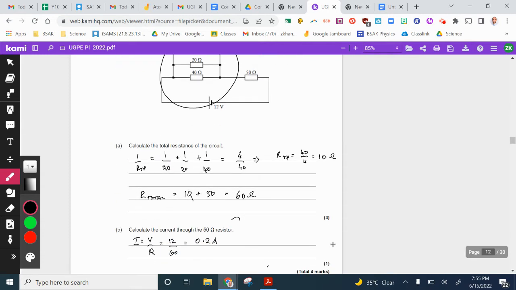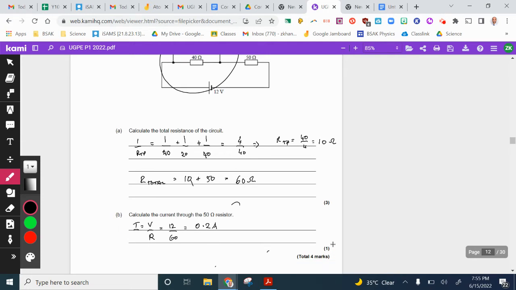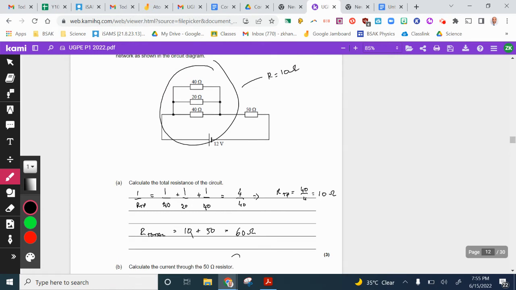It says the second part, calculate the current through the 50 ohm resistor. Now 12 volts is supplied to all of the circuit. Some of that 12 volts goes to the 50 ohms. Some of that 12 volts goes to this section here, which is overall 10 ohms. So not all of that 12 volts goes to the 50 ohms.